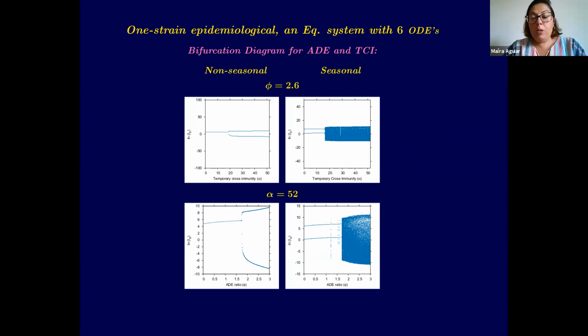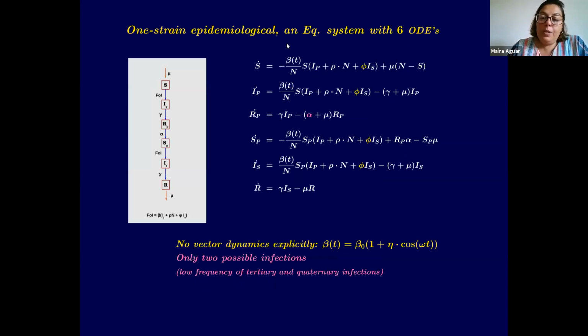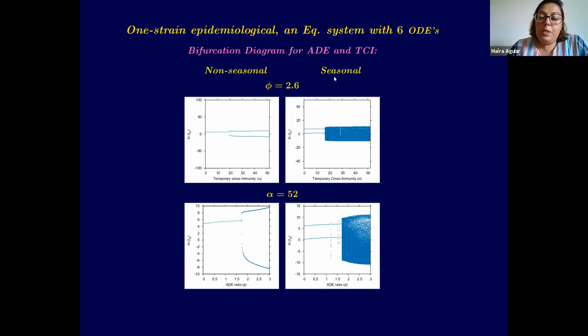Okay, we can look at the models in terms of bifurcation diagrams. We look at the non-seasonal model, when we assume that this beta is not time dependent, and the seasonal model, and we see the difference in dynamics. Remember that this one-strain epidemiological system is not realistic, and is not consistent with what I just told you in terms of biology. We are here interested in the dynamical behavior of the model, okay? So the non-seasonal model gives nothing but a Hopf bifurcation. You can see here. And I have plots for the parameter alpha, the temporary cross immunity, or the ADE ratio, the parameter phi. I fix phi and I look at alpha, and I fix alpha and I look at phi.